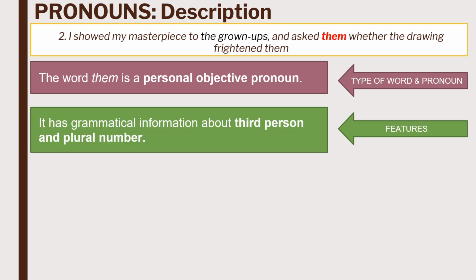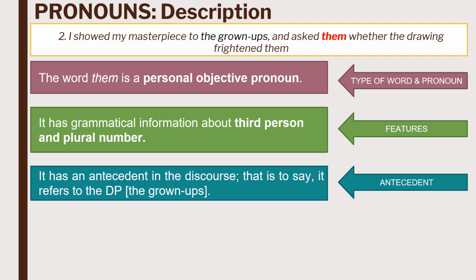With respect to its features, it has grammatical information about third person and plural number. Its antecedent in the discourse is the DP, the grown-ups. Remember that the antecedent and the pronoun you describe have to share features. So, in this case, the DP, the grown-ups, also has information about third person and plural number.